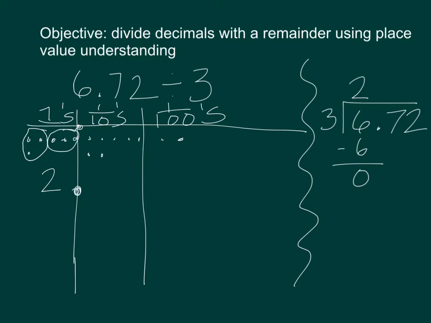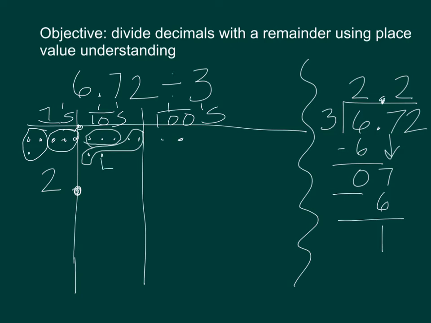Now I can't forget my decimal point. Now I'm going to look at my tenths place. So I have 7 tenths. How many groups of 3 can I make? I can make 2 groups of 3, but I still, so I'm going to bring this down because I have my 7 tenths. I was able to make 2 groups of 3, which is 6. I still have 1 tenth left over.